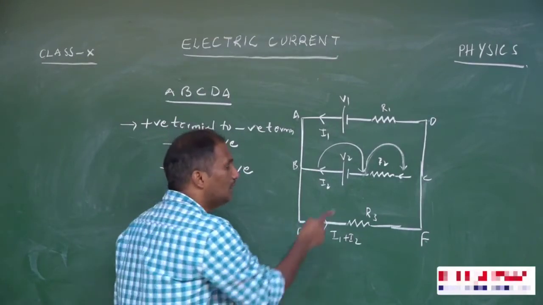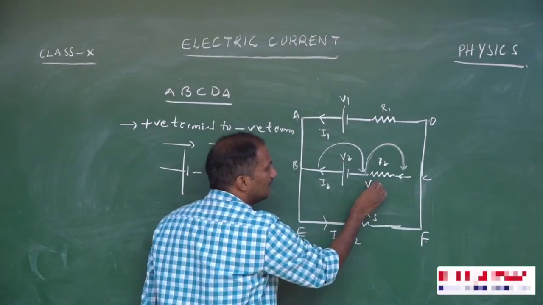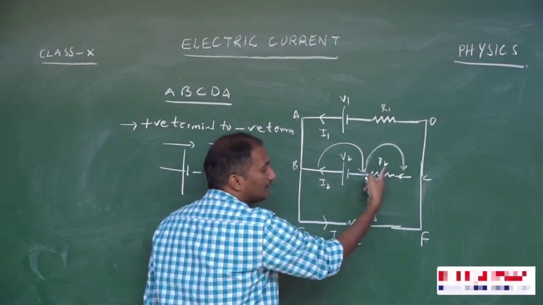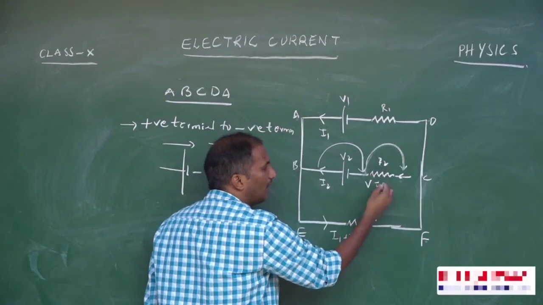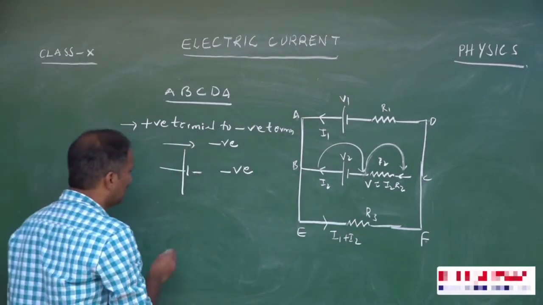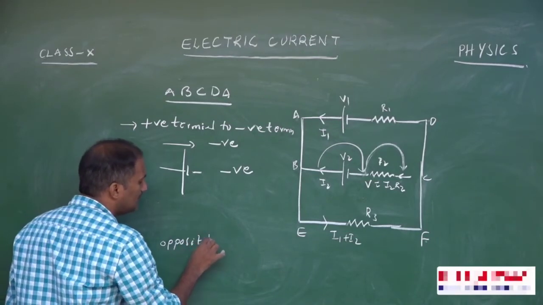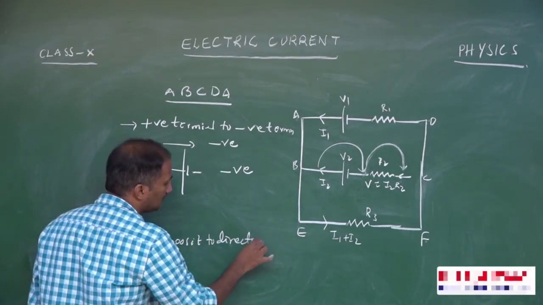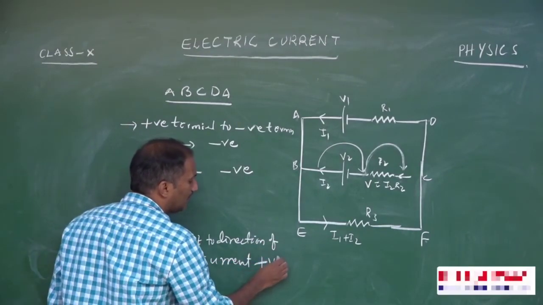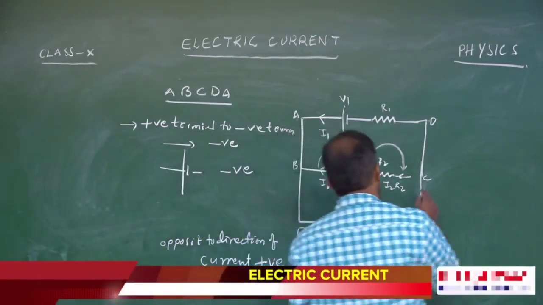By using Ohm's law, we can calculate this potential. Let its potential be V, the current flowing through it is I2, and the resistance offered by this resistor is R2, so the potential is I2 R2. Clearly, as we are moving opposite to the direction of current, that potential is taken as positive. Now let us come to the next point.